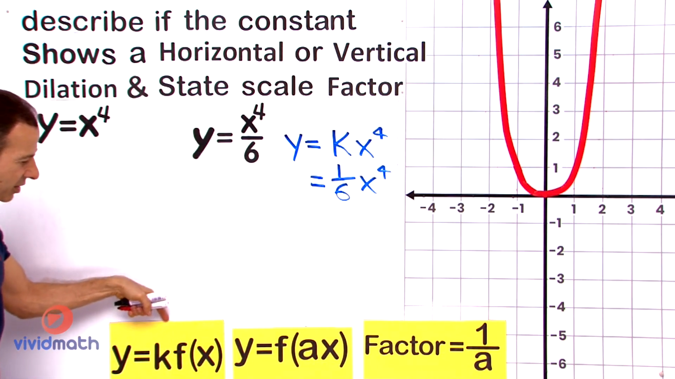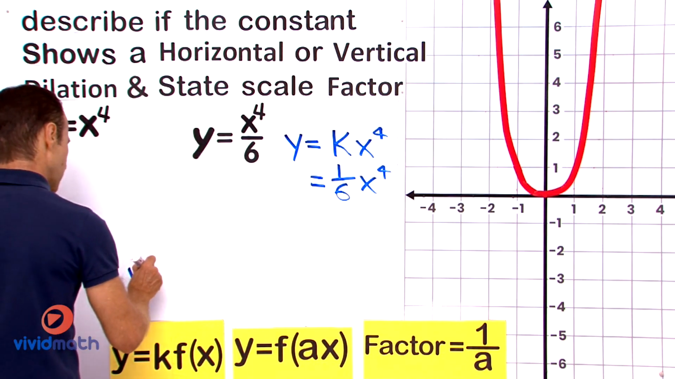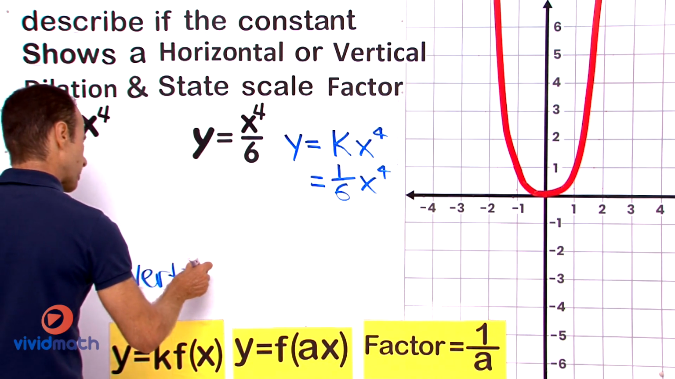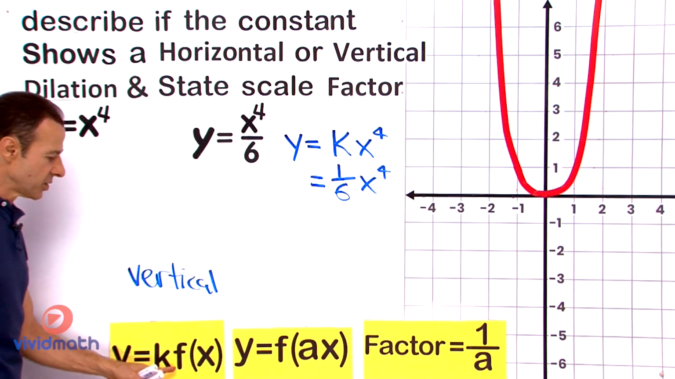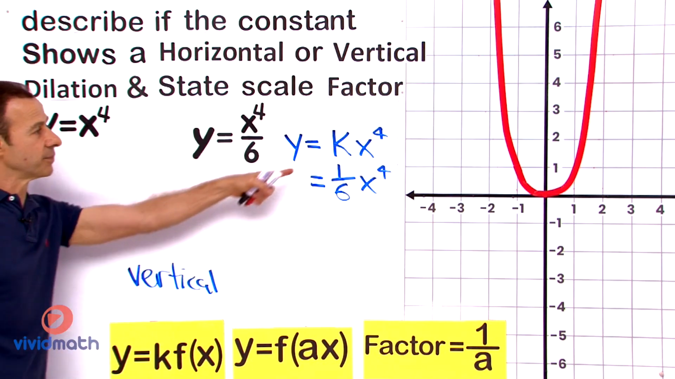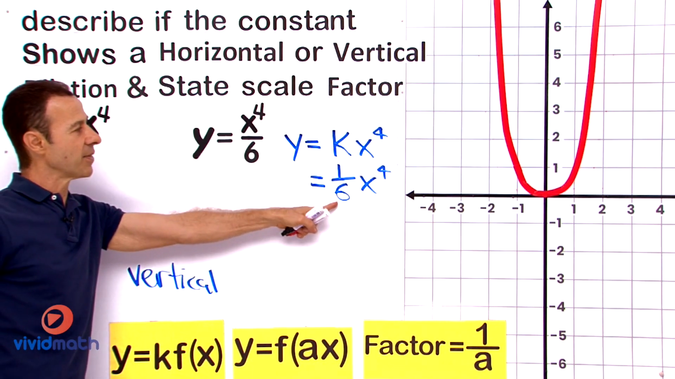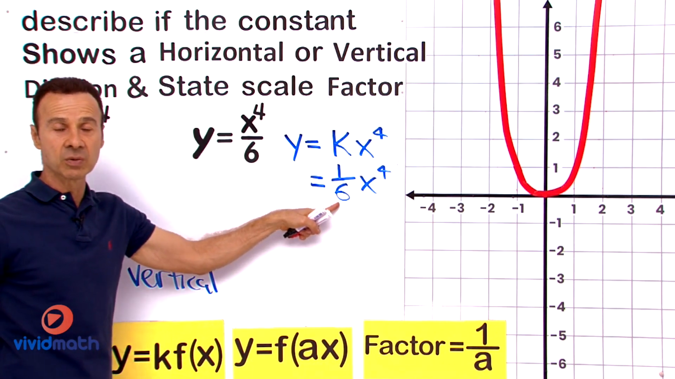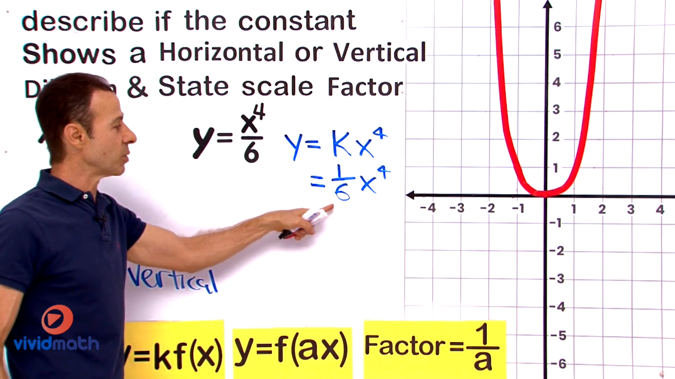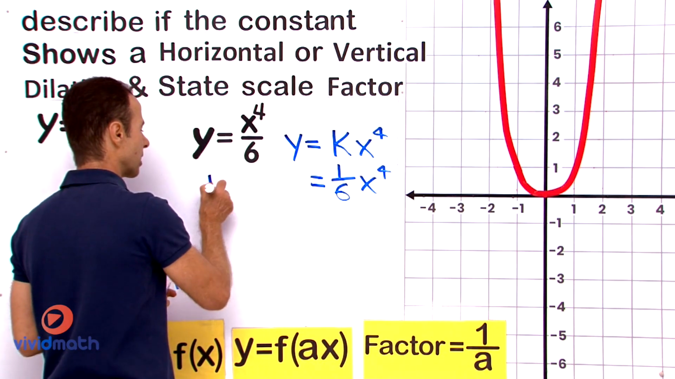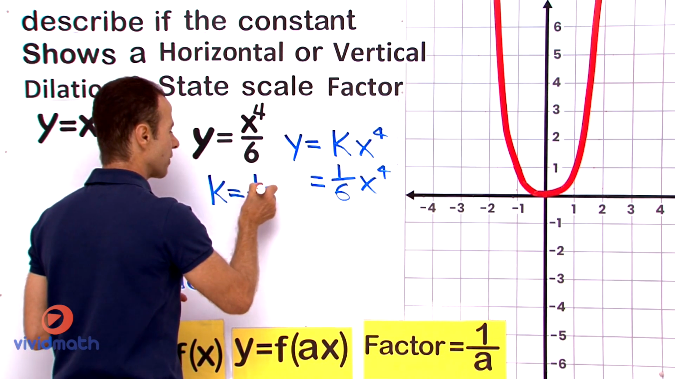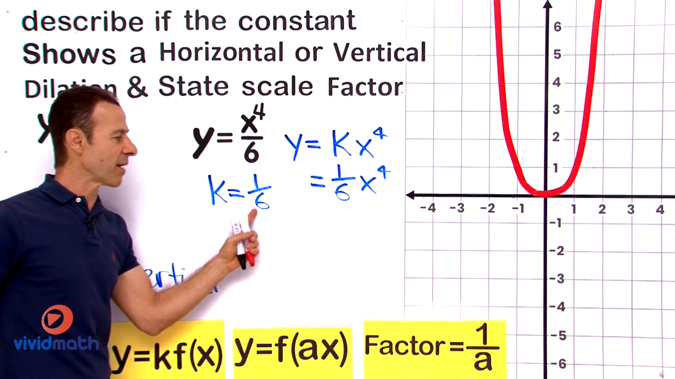It's actually like this. So it's a what? It's a vertical scale factor. So we got the k out the front like that. It's in that form. And that k, that constant, the vertical scale factor, happens to be 1/6. So let me just write that out. K equals 1/6.